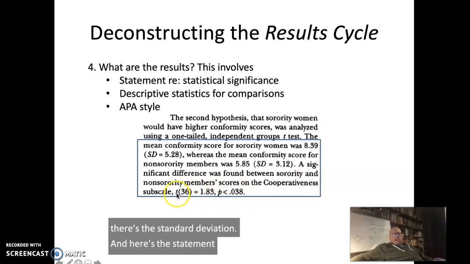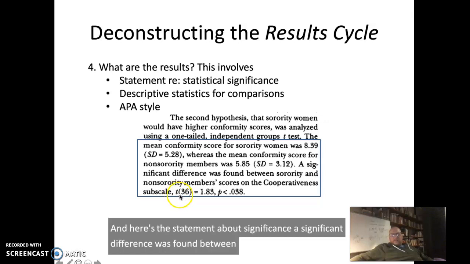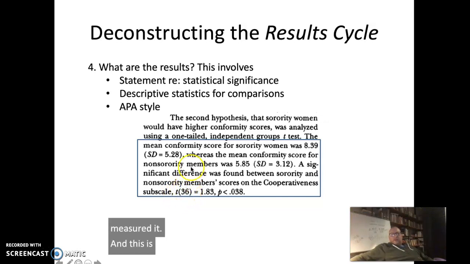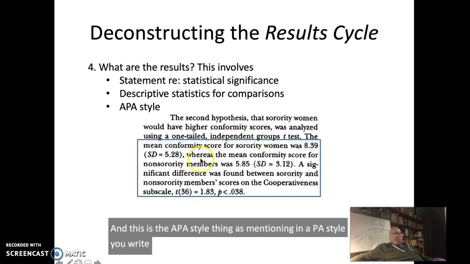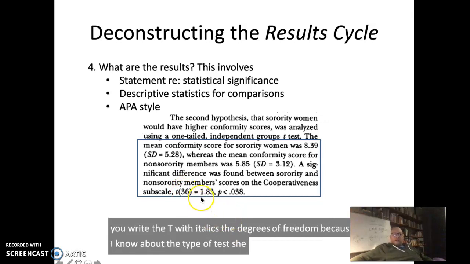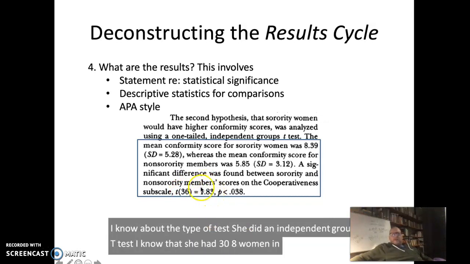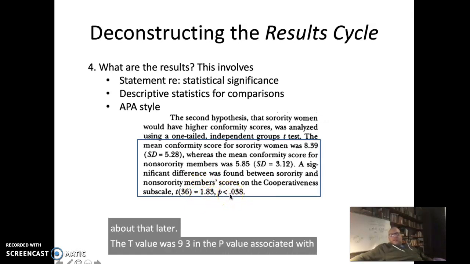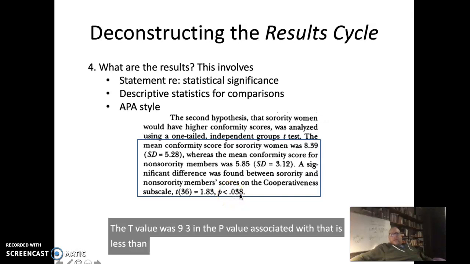In APA style, you write the t in italics, then the degrees of freedom. And because I know about the type of test she did, an independent groups t-test, I know that she had 38 women in her study. We'll learn about that later. The t-value was 1.83, and the p-value associated with that is less than 0.038.